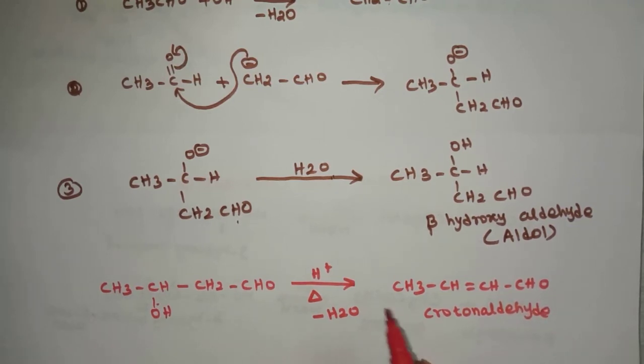Crotonaldehyde. Aldol undergoes dehydration with acid to form an alpha beta unsaturated aldehyde. The name of this compound is crotonaldehyde.